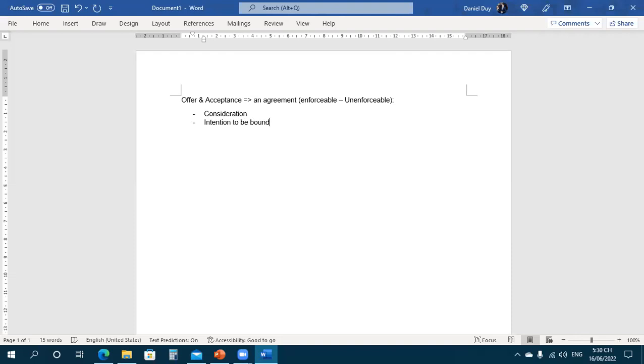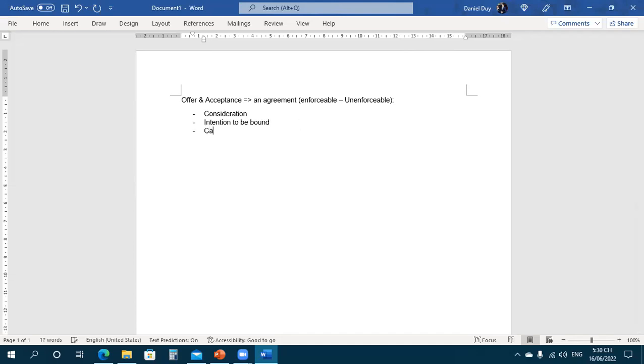And in a business context, generally, the agreement would be thought to have intention to be bound, except if the parties said otherwise. For example, in a memorandum of understanding, the parties may say that this MOU does not bind the parties, so it cannot be enforceable in a court of law.